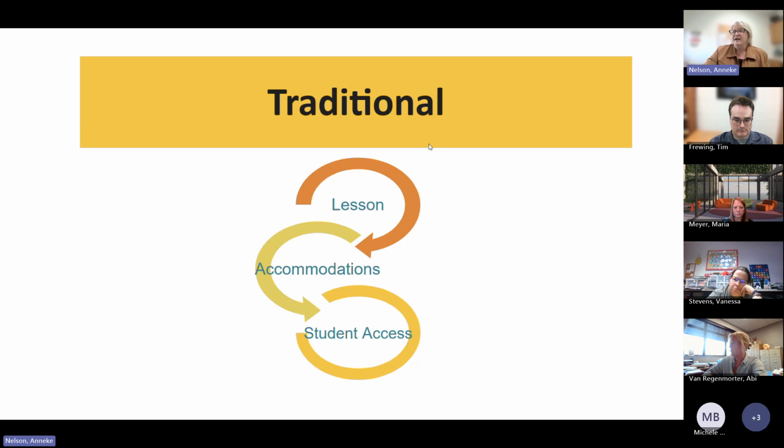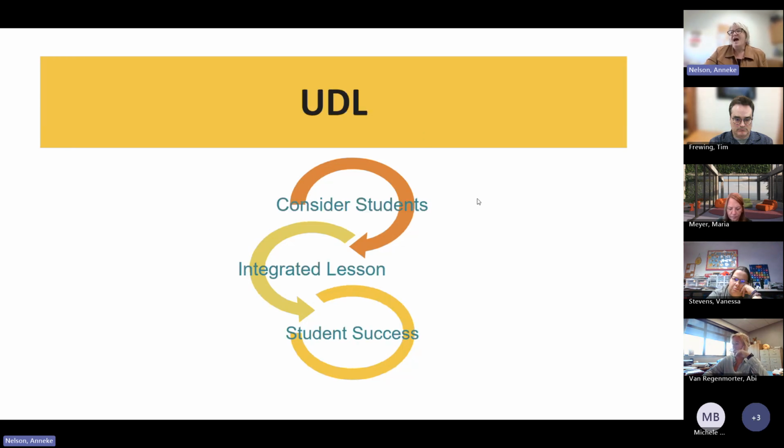So a traditional form would be we have a lesson, then we think of the accommodations students might need, and then students are able to access the lesson. With UDL, we're considering the students we have in our classroom. We could create an integrated lesson where all of those needs for those students are integrated in, and then we see some student success.